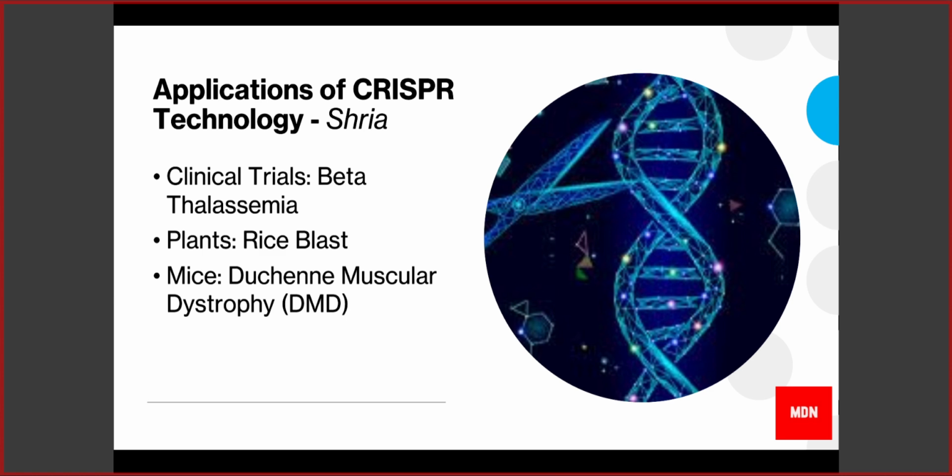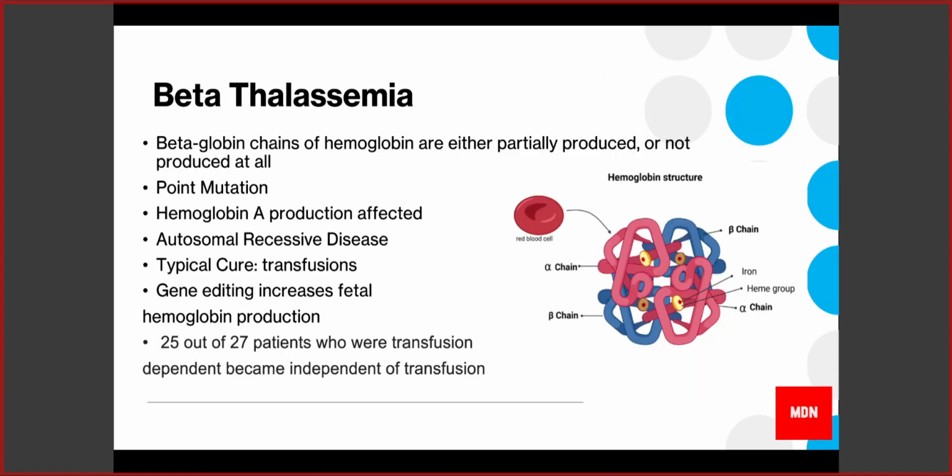So we wanted to talk to you a little bit about the different applications of CRISPR, especially in not just treating humans with inherited diseases, but also plants and other animals to see the really wide variety of applications. So the first thing I'm going to talk about is beta thalassemia.